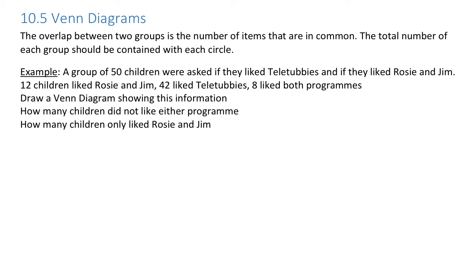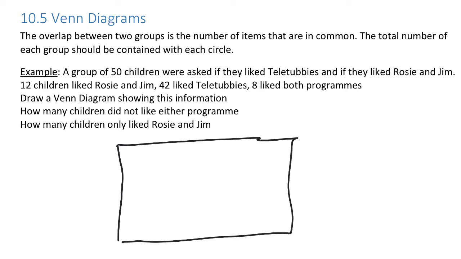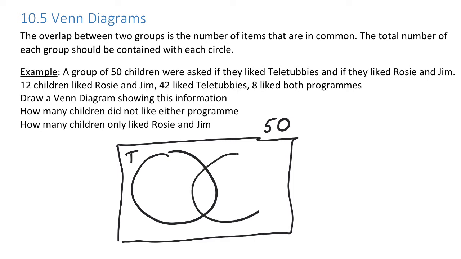So here we have a group of 50 children who were asked if they liked Teletubbies and if they liked Rosie and Jim. 12 liked Rosie and Jim, 42 liked the Teletubbies, and 8 liked both. So to draw a Venn diagram showing all of this, what we know is the total in the Venn diagram must add up to 50 because that's how many children were asked. We'll have a Teletubby circle, and we'll have a Rosie and Jim circle. And there's an overlap because we know some people liked both. So if we start off then with those 8 who liked both, they'll go in the overlap.